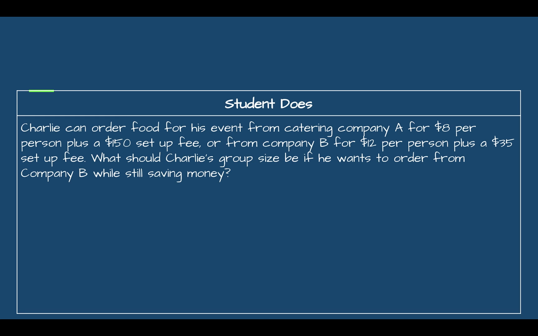Now it's your turn one last time. Read through the situation and see if you can figure out when Charlie should order from company B and still save money. Don't forget to use a number line to graph your solution and also now to help you decide what the final answer should be.